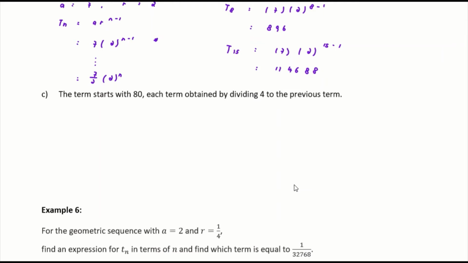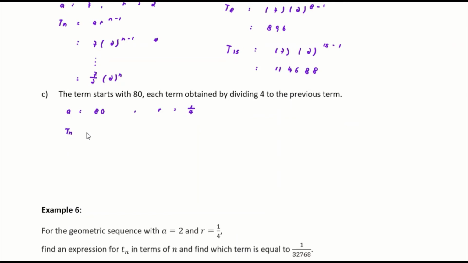Okay, C. The term starts with 80, and each term is obtained by dividing the previous term by 4. If you can recall, I said previously that there's no such thing as dividing in our GP, it's just multiplying. So that's why the a here is 80. Divide by 4, what does that mean? It actually means multiplying by 1 over 4. I hope that you are very familiar with this idea.